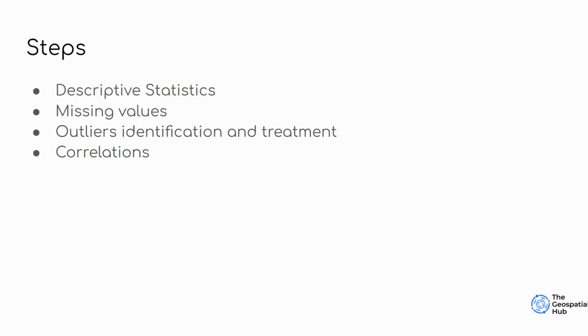Then the other thing is we have to identify missing values, we have to identify outliers, and after identifying the outliers, we also treat the outliers. Then we do a correlation analysis, to see how a particular independent variable affects the dependent variable, or how a particular independent variable affects another independent variable.